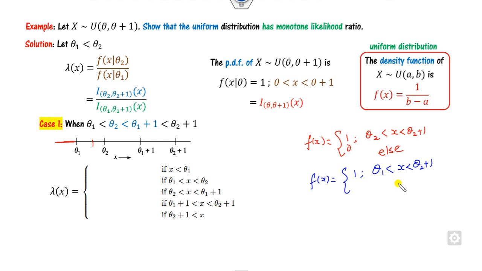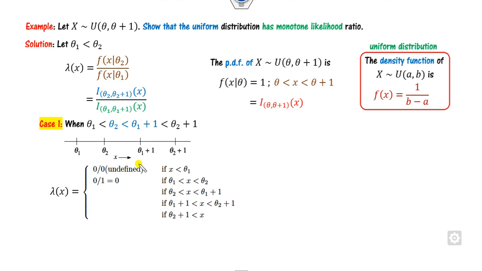So whenever x is less than theta 1, the denominator value will be 0. What is the numerator value? It is also 0. So it's 0 by 0, which is an undefined form. Look at the second case. When x lies here, this is satisfied, so the denominator will be 1. In the numerator case the value is given to be 1 here, while in the denominator the value is also 1. In this case the numerator value is 0. So the case is 0 comma 1.